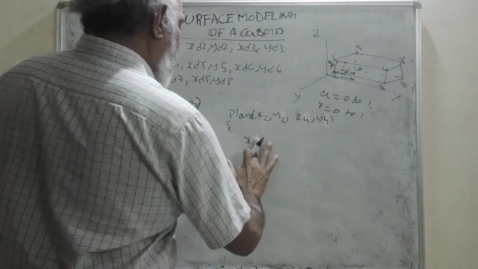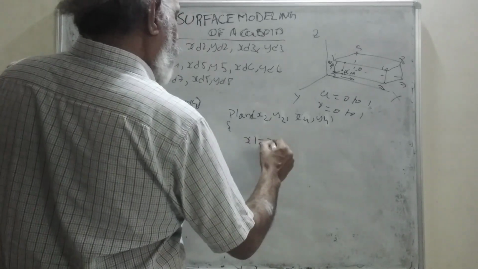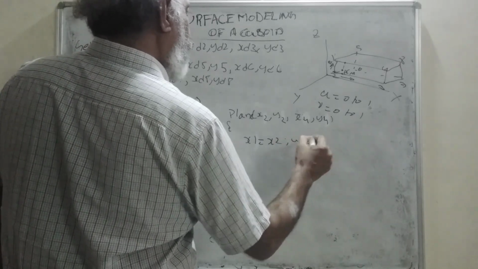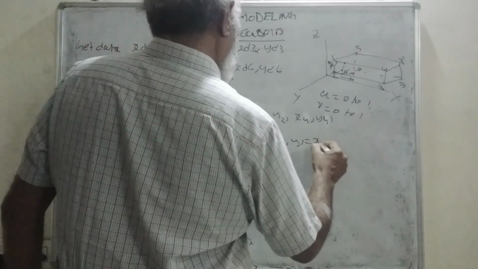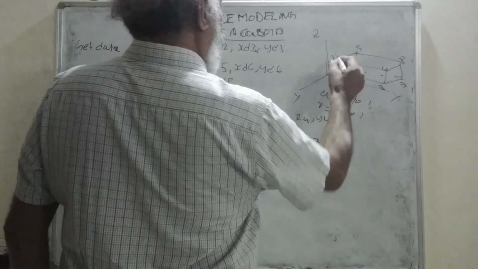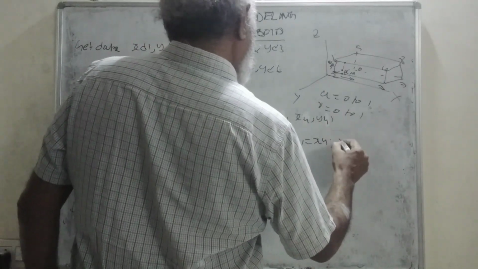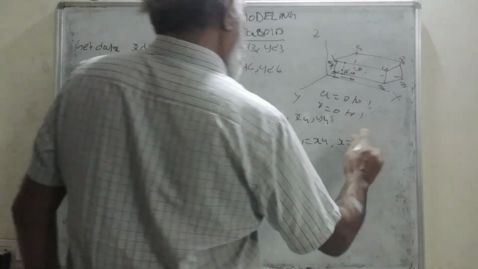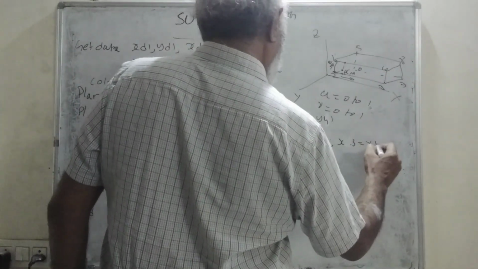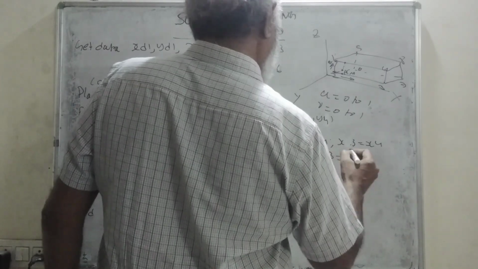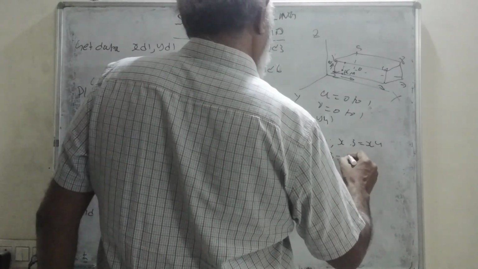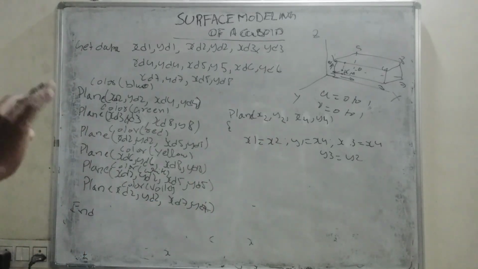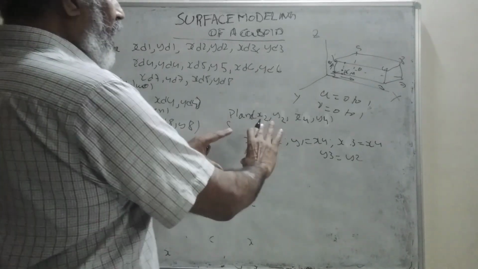So you are trying to get x1. x1 is equal to x2. y1 is equal to x4. This particular coordinate data is got. Similarly, x3 is equal to x4, and y3 is equal to y2. So you got 4 coordinates. For these coordinates, it is a plane. Now a plane has 4 coordinates.